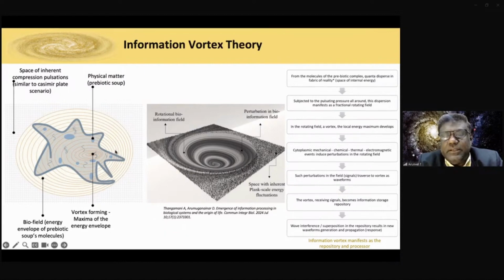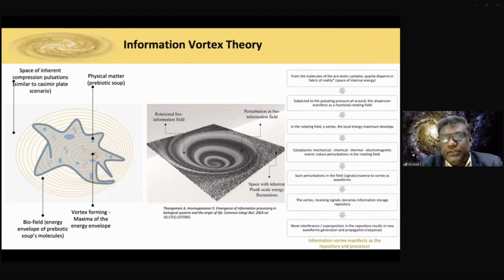Any cytoplasmic mechanical, chemical, thermal, or electromagnetic event induces perturbations in such a rotating field. Such perturbations, according to the pulsating pressure from all around, would tend to focus towards a vortex region. And this is what we call signals. Every perturbation forms the very fundamental thing, which is the signal, which gets carried to the vortex region. The vortex, in such a manner, becomes an information storage and repository.